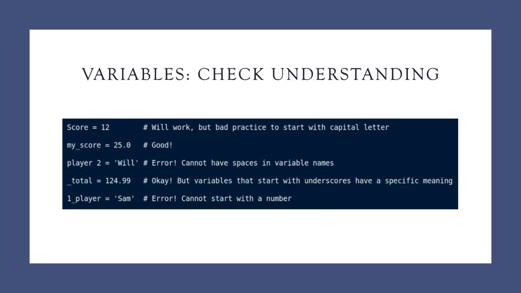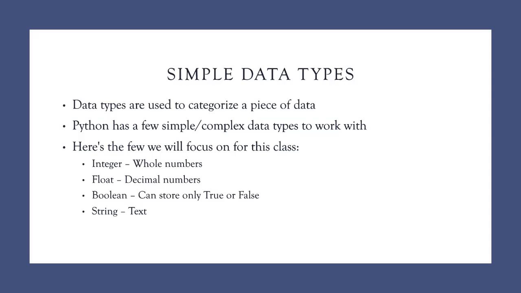Underscore total equals 124.99. This is okay, but variables that start with underscores have a very specific use case in Python, and that's well out of scope of this particular series. But if you get into object-oriented programming with Python, it'll start becoming relevant. 1_player equals Sam. This is an error because you cannot start with a number.